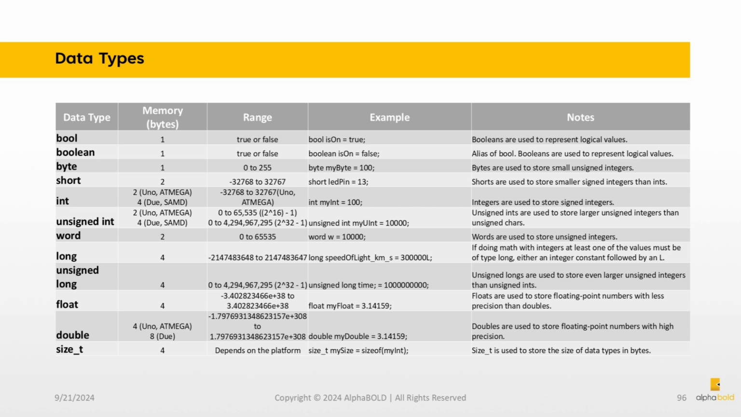Float stores floating point numbers with less precision than double. Double stores floating point numbers with high precision. Size_t stores the size of other data types in bytes, which can vary depending on the platform. Understanding these data types is crucial for efficient memory usage and writing accurate code in Arduino and microcontroller programming.